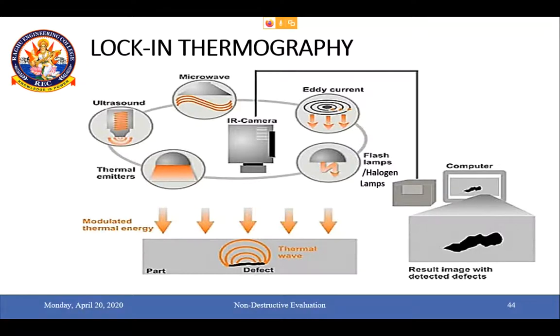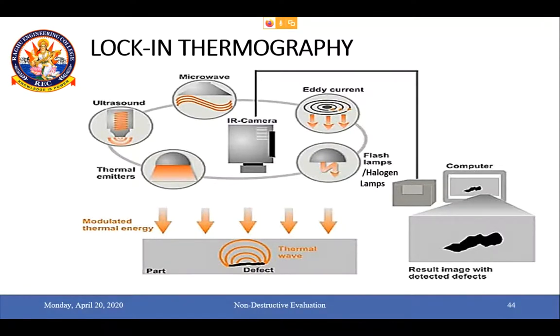I'm repeating once again, there is ultrasound that you see in the image, there is a microwave, there is an eddy current, there is a flash lamp or halogen lamp, and also there is a thermal emitter. If at all you observe all of them, they are all clubbed together by an ellipse. These seem to be the external excitation sources. That means whenever you are going to go for lock-in thermography, you are going to use any one of them as your external excitation source.